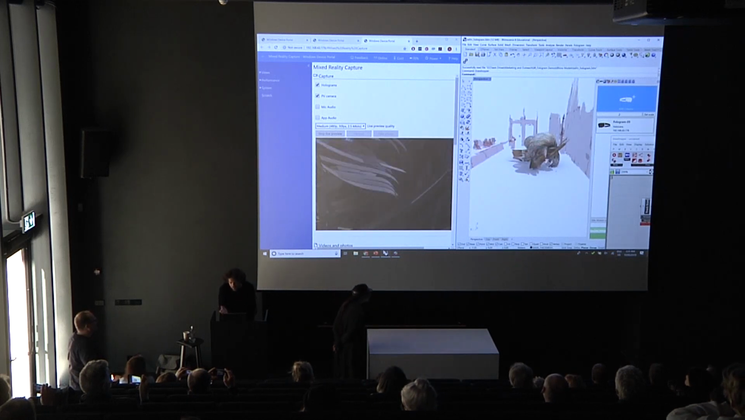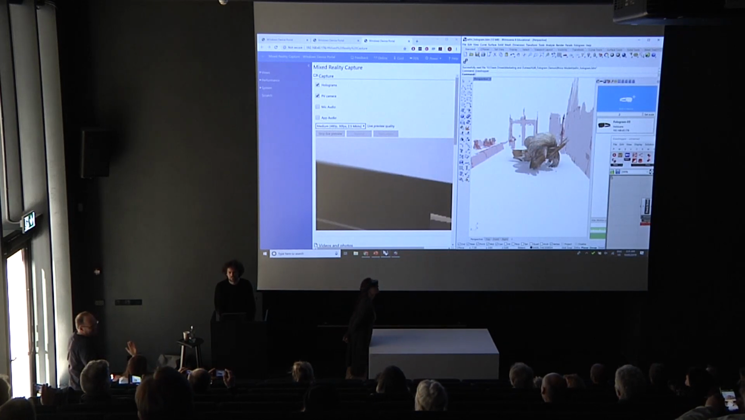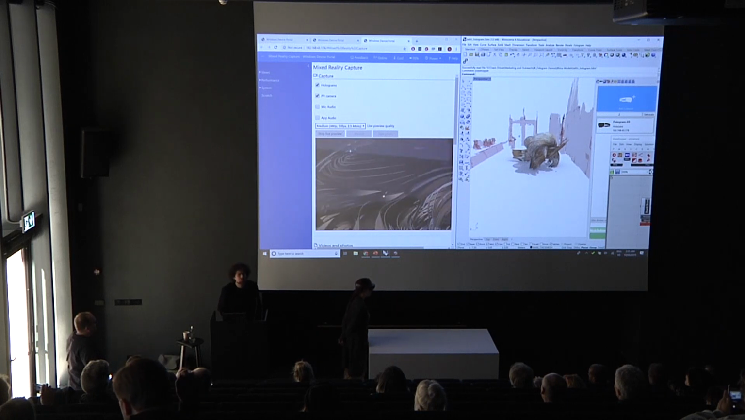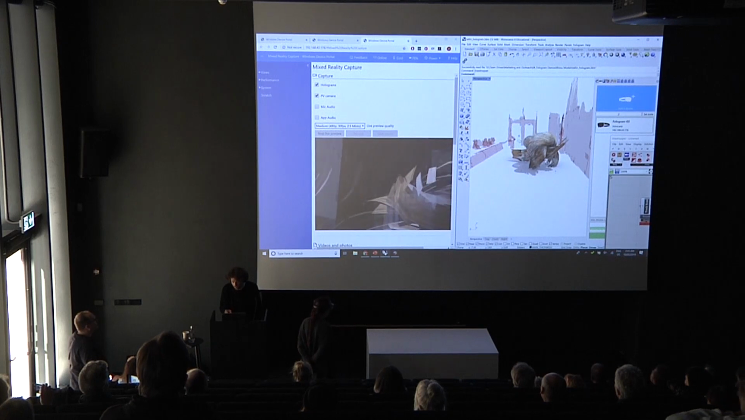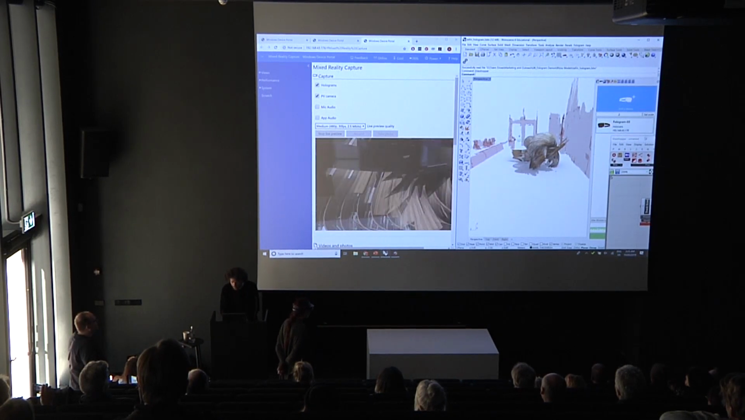So I mean, we sort of have lights on. Is that going to help? Or if you could, I mean, it's much brighter now in here than it was before. So it seems to be working better than it was when it was completely dark.